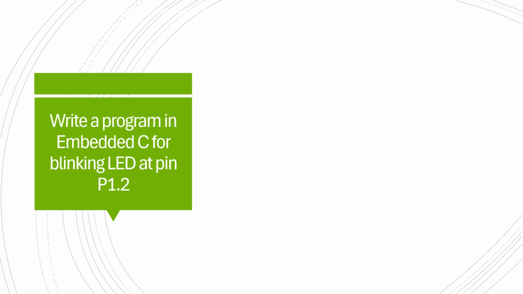Now, with this introduction, let us go into coding the program. Once again, let us look at the precise question. Write a program in embedded C for blinking an LED at pin P1.2. So here the case is we have an LED connected to the P1.2 pin of the 8051 and we have to make it blink. That means it must be turned on, and after a short gap, turned off. Then once again the cycle must repeat, on and off, and that must go on.